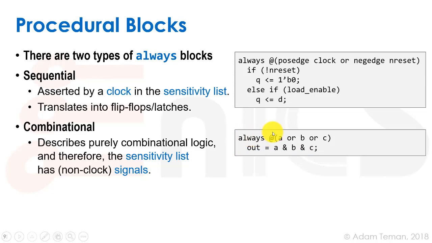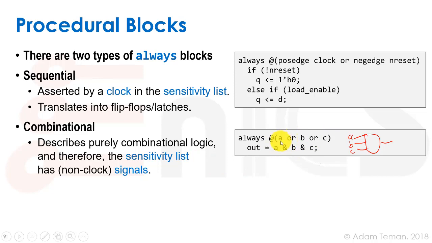So what we can see here is always at A or B or C. If A, B, or C change from 0 to 1 or from 1 to 0, then we evaluate what's in here, and we get out equals A and B and C. So this basically tells us that we have a 3-input AND gate with A, B, and C at the inputs. Of course, it would probably be easier to show that with an assign statement, which we'll see in a moment, but this is one way to describe a combinational AND gate. There are no clock signals, as you see here.